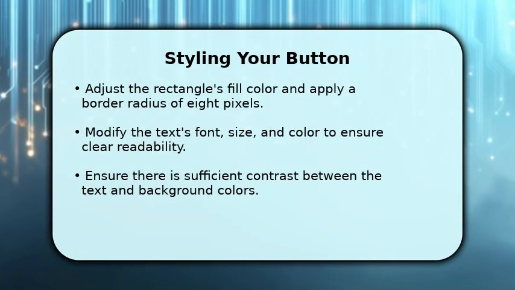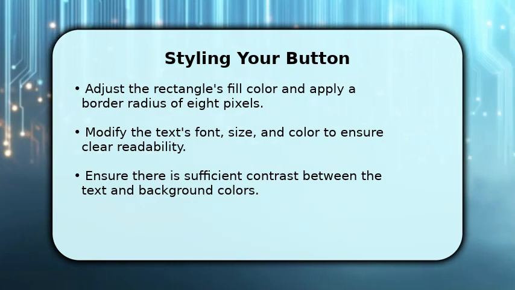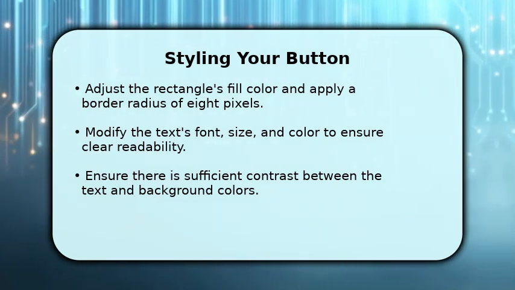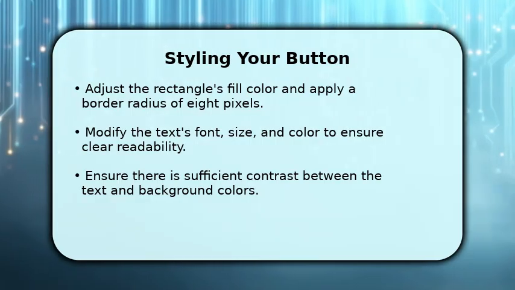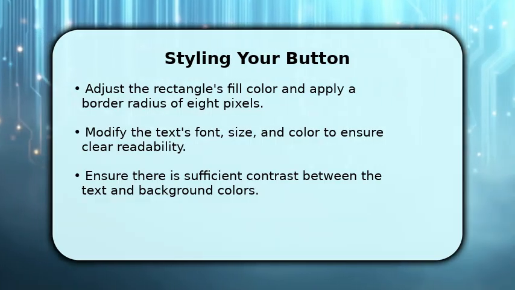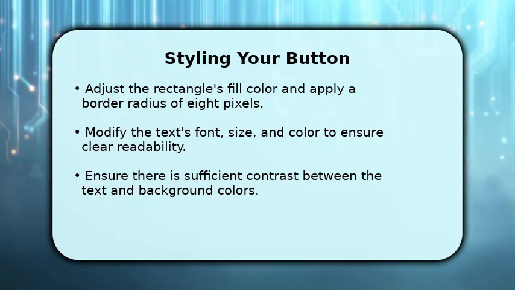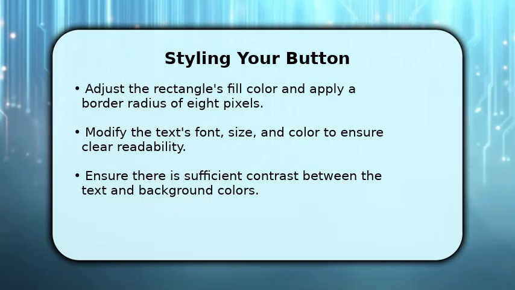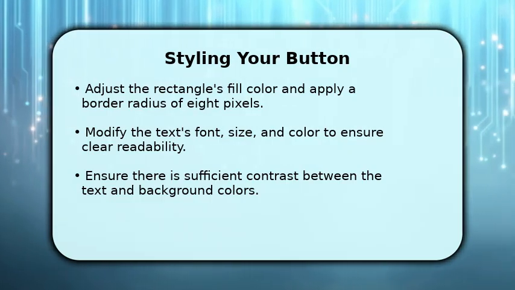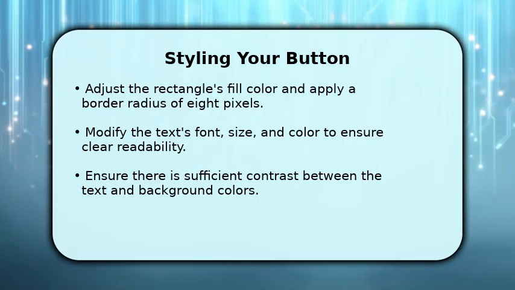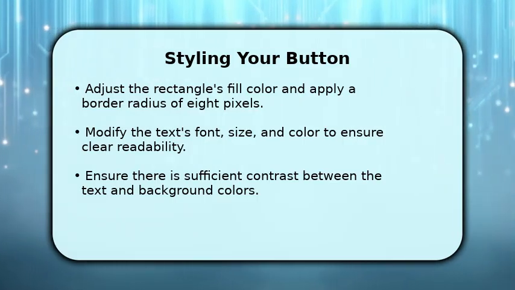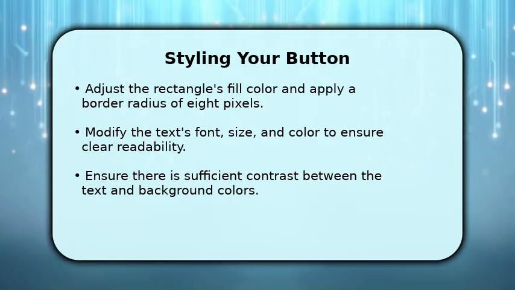Now that we have the basic elements, let's make our button visually appealing. Select the rectangle and adjust its fill color to your brand's palette, perhaps a vibrant blue. Give it a smooth look by applying a border radius of 8 pixels. Next, select your text layer and choose a clear font, a size around 16 points, and a contrasting color like white or dark gray. Good styling makes your button inviting and easy to understand.